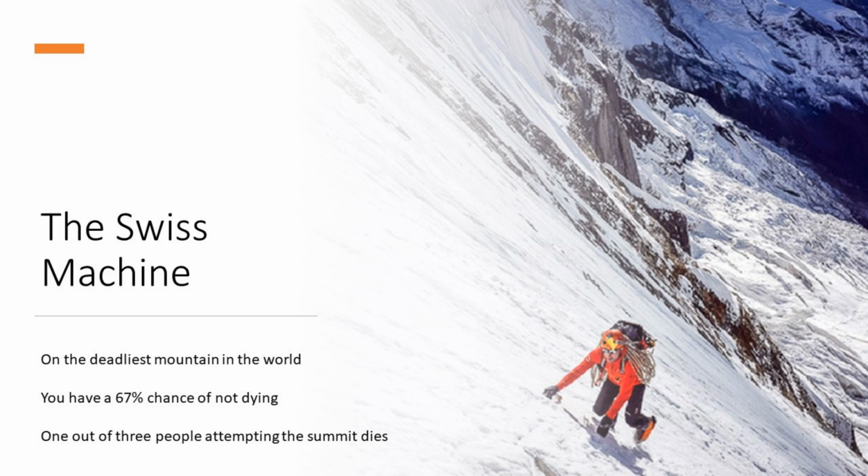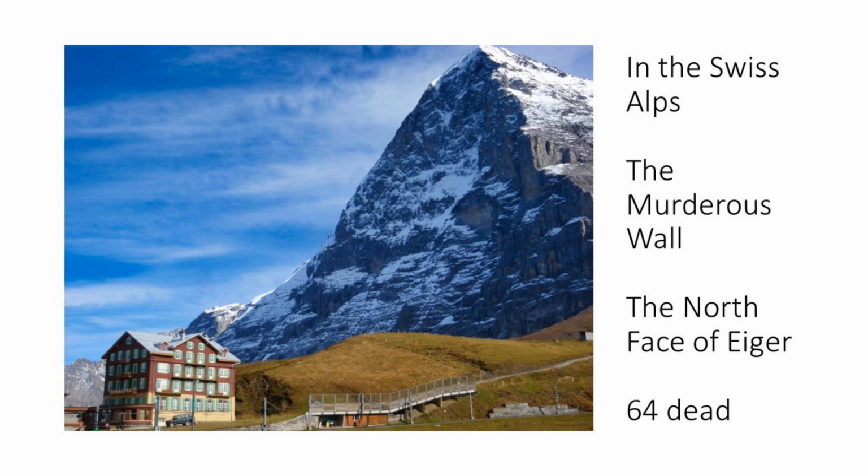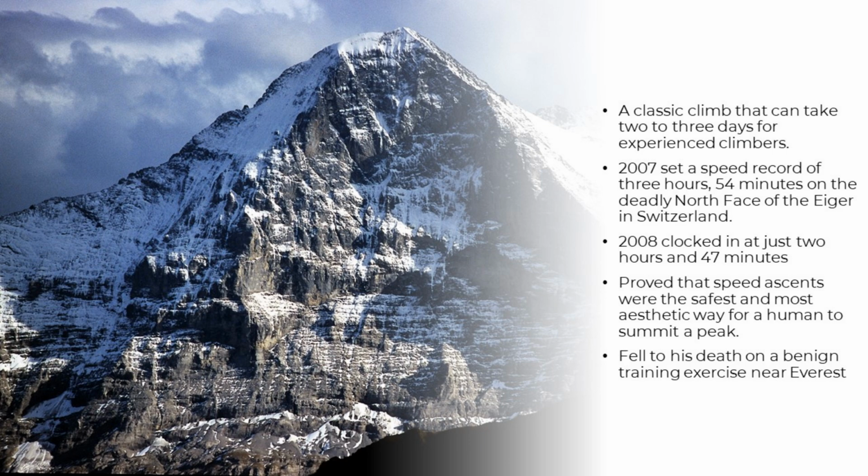He's actually one of the most accomplished climbers ever, and perhaps the most notable accomplishment he had was here in the Swiss Alps. You can see this is in German called the Murderous Wall. It's the north face of the Eiger that's killed 64 people. Mr. Steck's claim to fame: this is a classic climb for mountaineers that can take 2 to 3 days for experienced climbers. Mr. Steck set a speed record of under 4 hours on that face. A year later, he did it in 2 hours and 47 minutes, and he proved that speed ascents were the safest and most aesthetic way for a human to summit a peak.